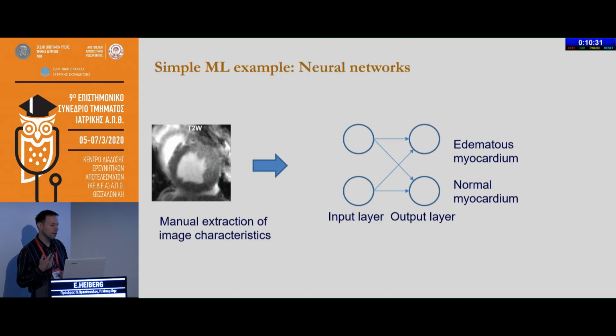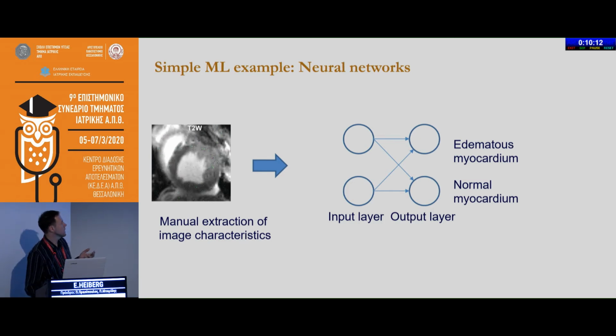So this was the basic concepts of artificial intelligence, and then machine learning, artificial neural networks, and then deep learning. So let's look at some examples of neural networks.